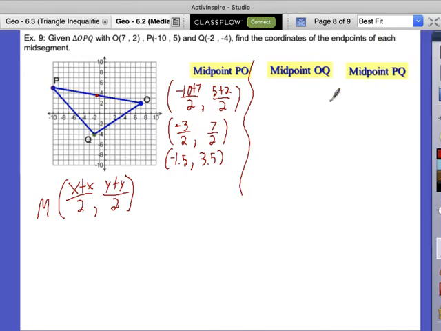Okay. I want you guys to find the other two midpoints. We have all my work up here. We have the formula up here. You should have the work for the first one. I want you to find the midpoint of OQ and the midpoint of PQ. Once you have it or have questions, I want you to raise your hand.